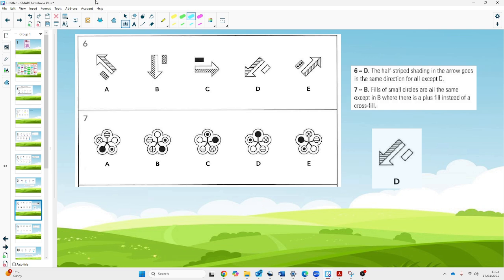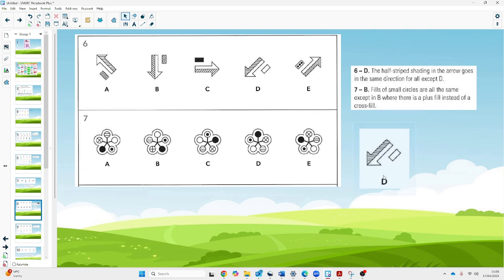Now, question 6 really will test your rotational skills, but the halved striped shading in the arrow, so you can see they've all contained an arrow, and half of which has been shaded. The shading needs to go in the same direction. And it does on all of them apart from D. And I thought it was worth showing you here.